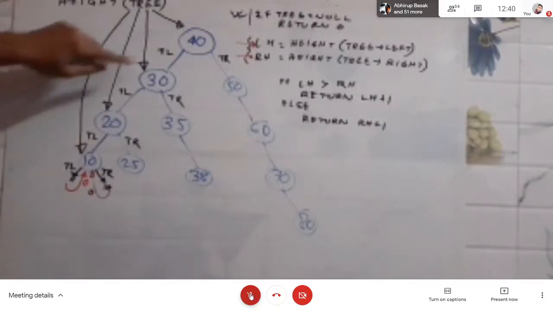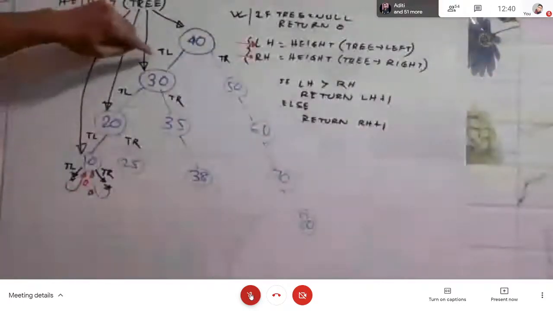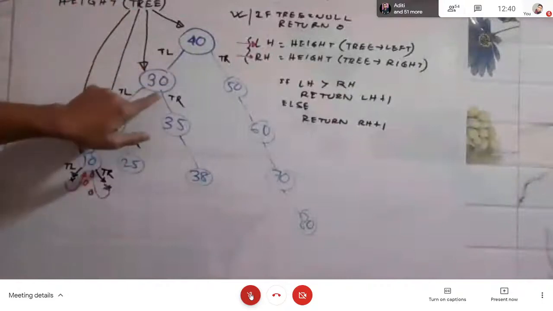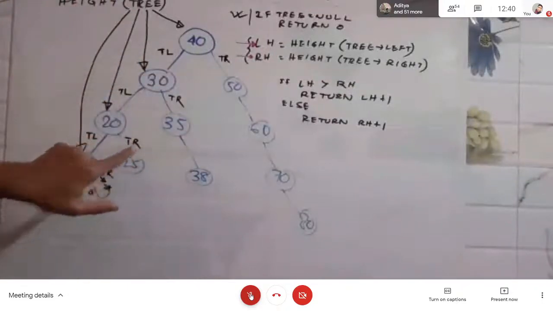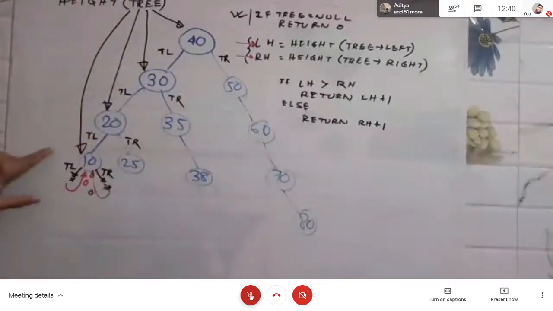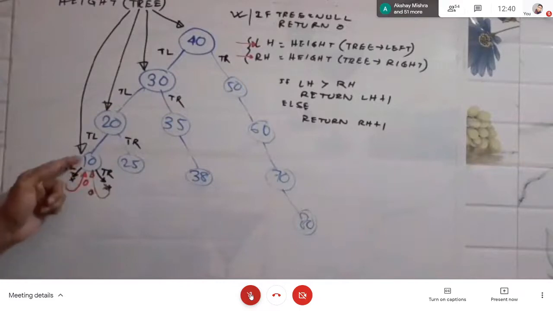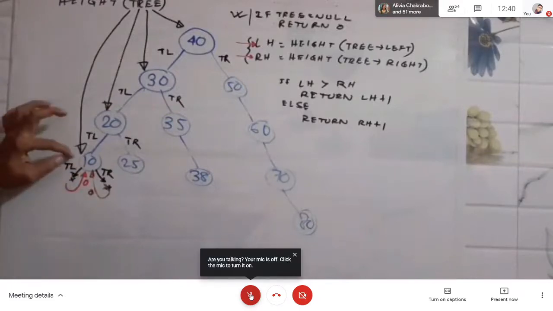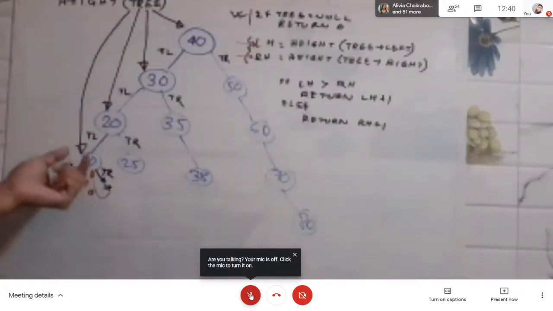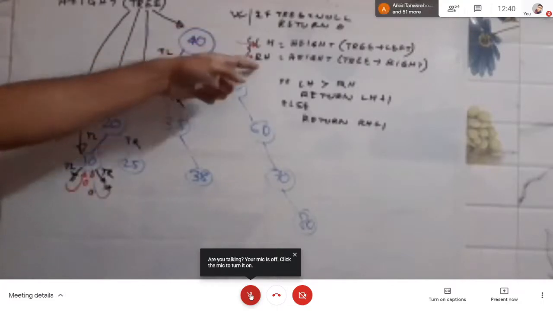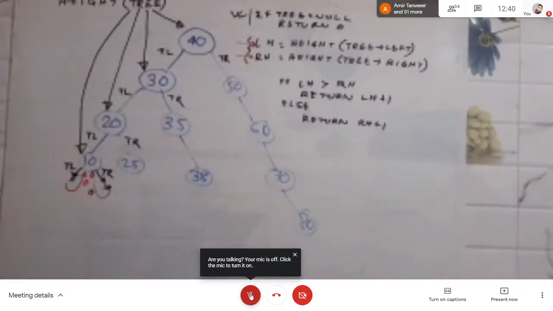All others are incomplete. See, all others are calling left, left, left, left. All are pending. Right pending, right pending, right pending. At 10 only, meaning at the leaf node, first left will be executed, getting back 0. Right will be executed, also getting back 0. So sitting at this leaf node, it will get 2 zeros at LH and RH, which is the left side and right side.